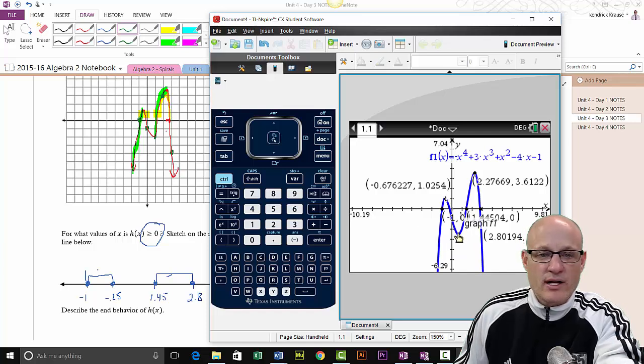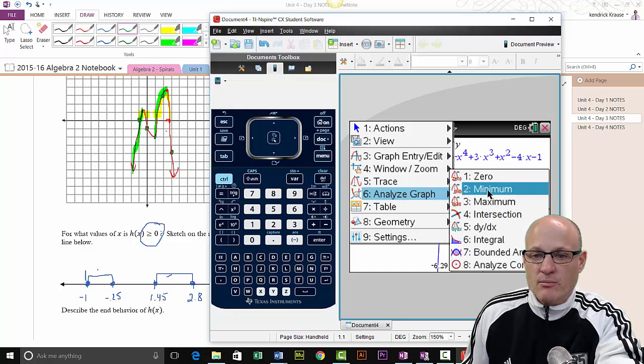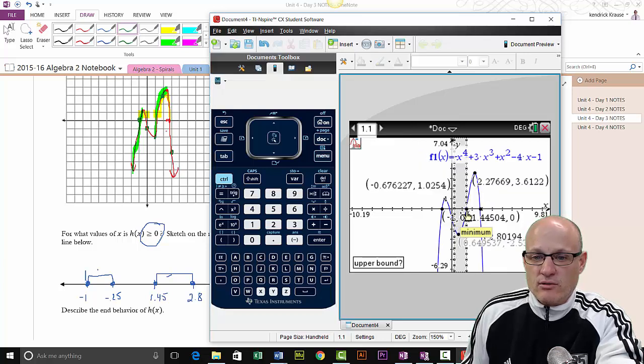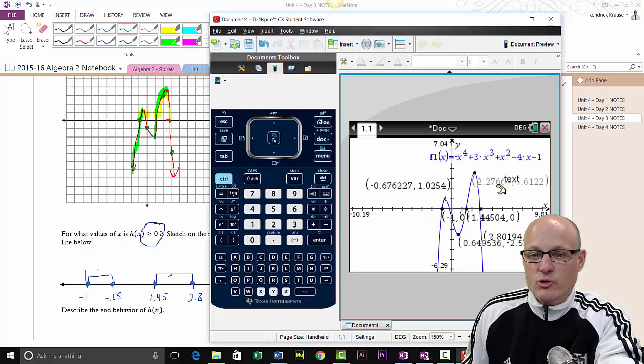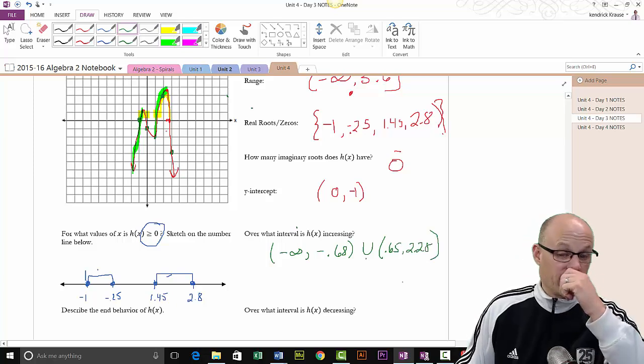Or it's increasing from, now I don't think this was the maximum down here. We're going to have to figure out what that minimum was. So menu, analyze graph, minimum, click left, click right, and that's at 0.65. So from 0.65 to 2.28, it's also increasing.